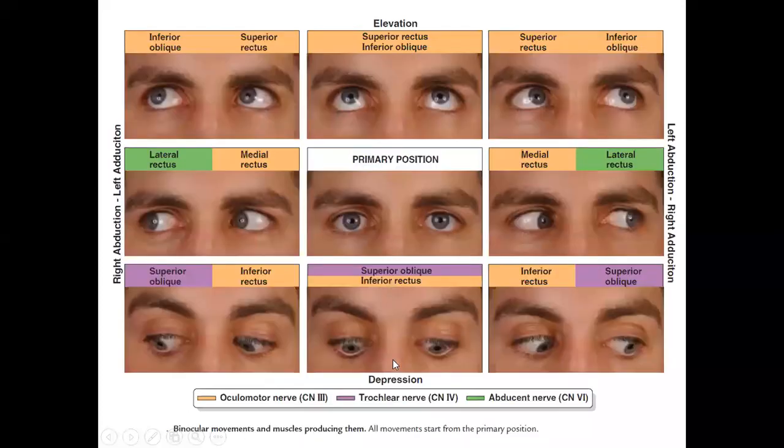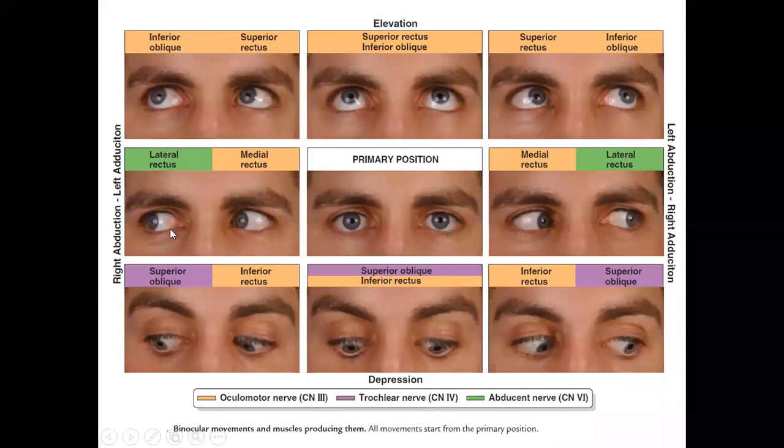So this is the primary position. The eye is looking forward. The center of the pupil is taken as the anterior pole. So this is the elevation. If you look towards the ceiling, that will elevate your eyeball, and two muscles will act: superior rectus and inferior oblique muscle. If you look towards the floor, that is depression of the eyeball, and this movement is by superior oblique and inferior rectus muscle.